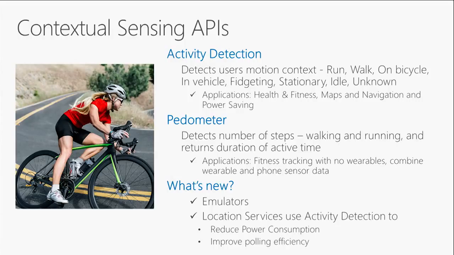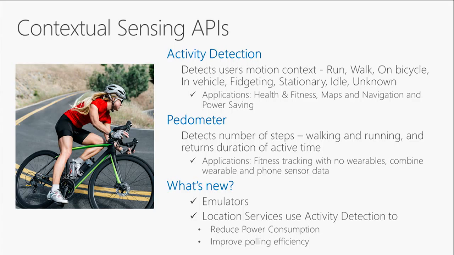This is a topic that we have got multiple questions about from developers in the last several months. Last year at Build, we talked about deprecating the Lumia Sensor Core APIs. I would like to talk about two new contextual sensing APIs that we introduced last year before we go into the future strategy. There are two APIs, one activity detection and another one is pedometer.